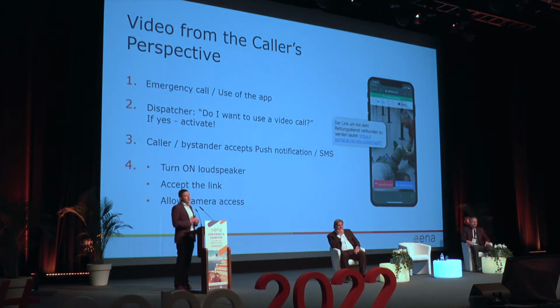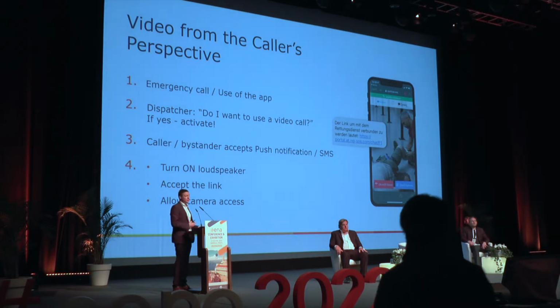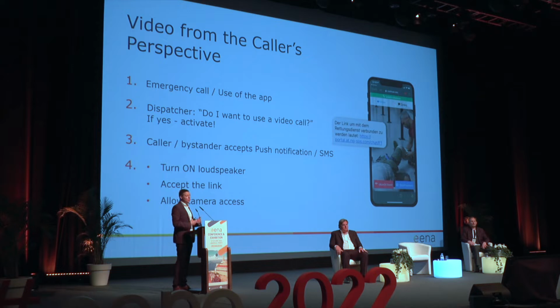Actually, we have to think that the caller has to make several steps in order to set up a video communication. He has to call the emergency service, either by dialing the number or by using a special app. And the dispatcher has to decide if he would like to enhance the emergency call with video. If yes, the caller is sent a notification or SMS, and he has to be skillful enough to turn on the camera, accept the link, and allow the camera access. So he has to be able to multitask on the phone during the emergency call.